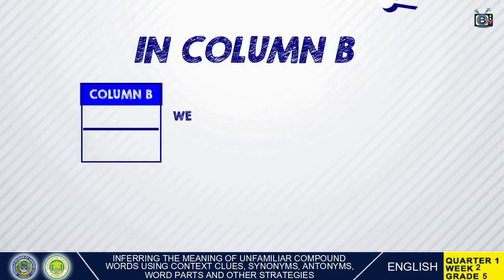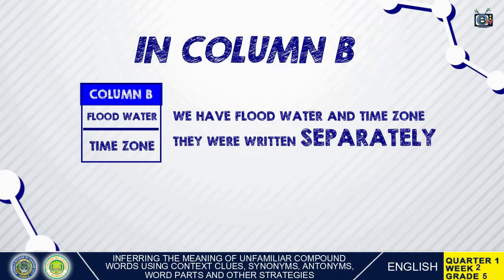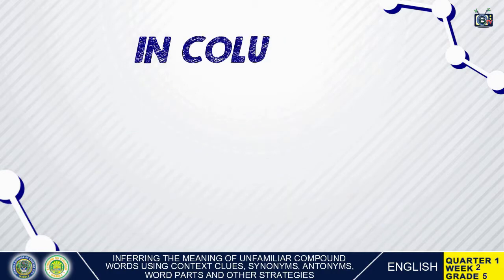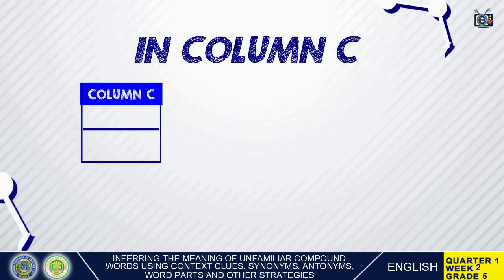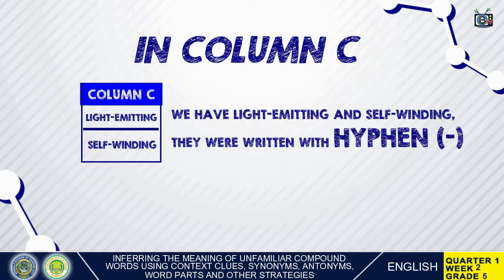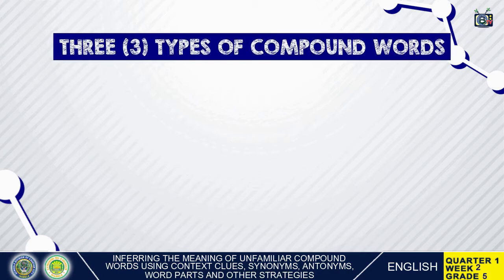In column B, we have flood water and time zone. They were written separately. Very good. We call them open compound words. And lastly, in column C, we have light-emitting and self-winding. They were written with a hyphen. We call them hyphenated compound words.